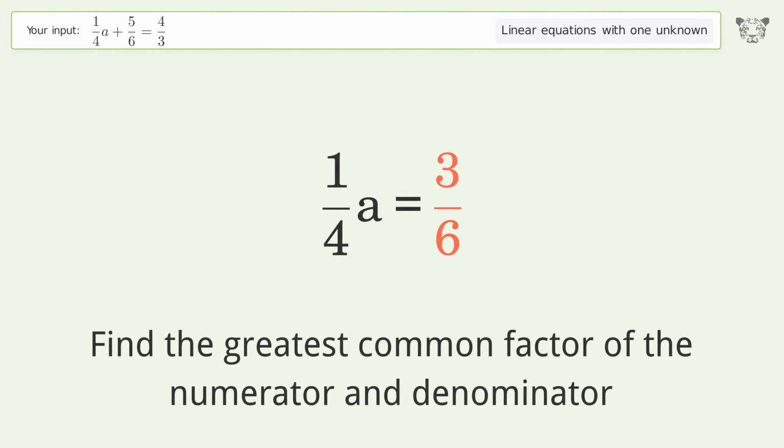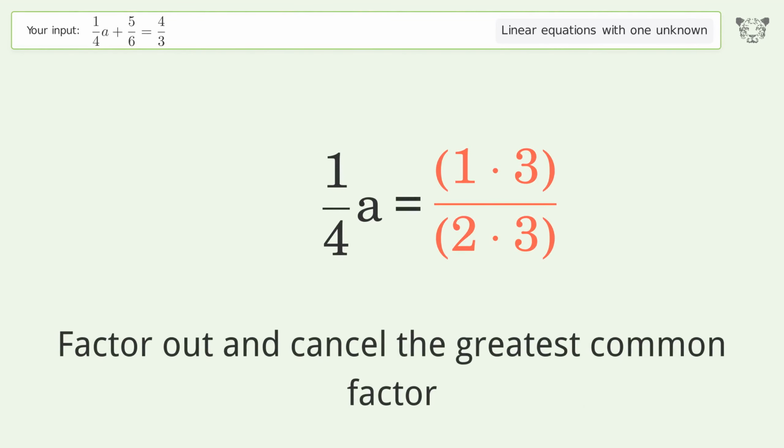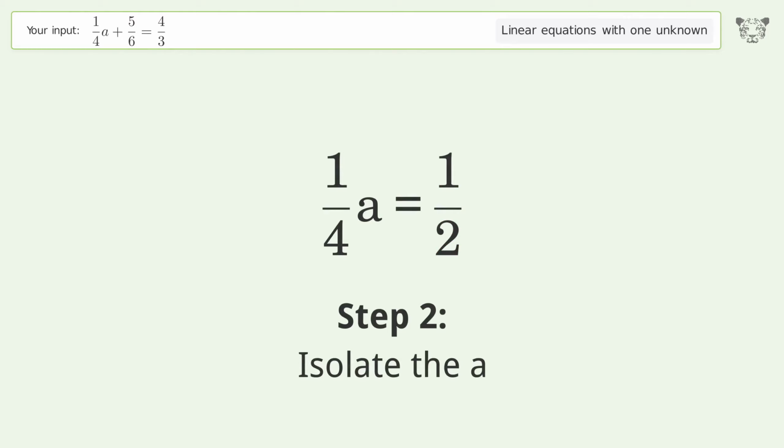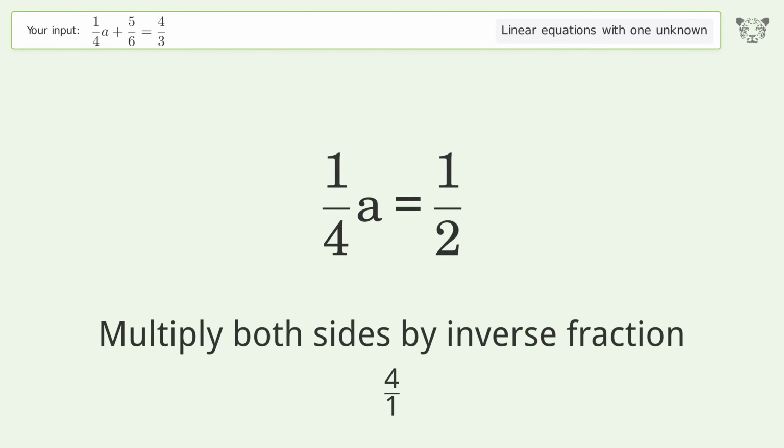Find the greatest common factor of the numerator and denominator. Factor out and cancel the greatest common factor. Isolate the a. Multiply both sides by inverse fraction 4/1.